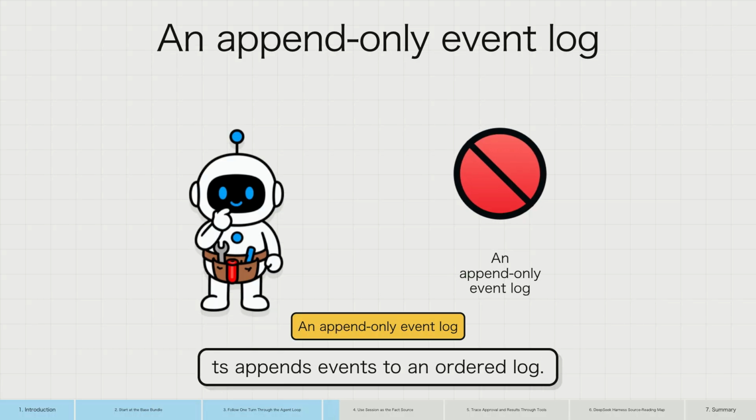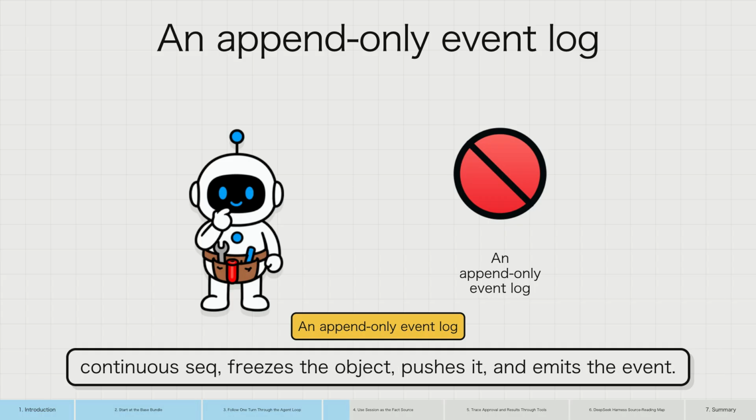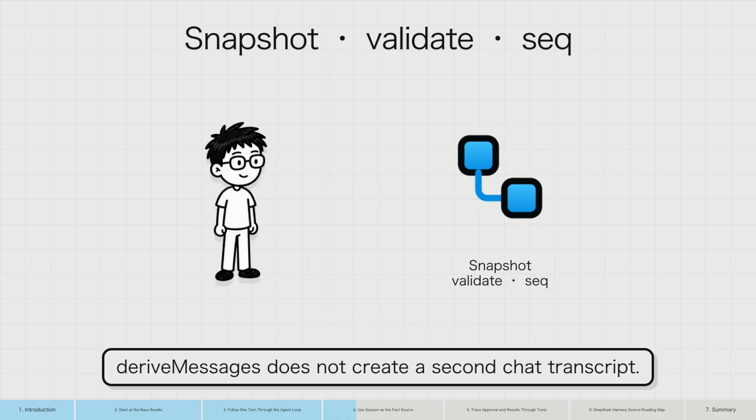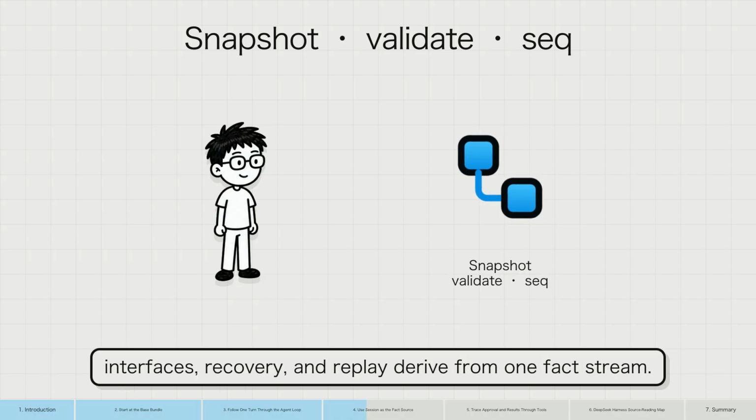Packages/core/session/src/index.ts appends events to an ordered log. Append takes a lossless JSON snapshot, validates the surface, assigns a continuous seek, freezes the object, pushes it, and emits the event. Derived messages does not create a second chat transcript. It projects the log in order into model-visible messages, letting requests, interfaces, recovery, and replay derive from one fact stream.